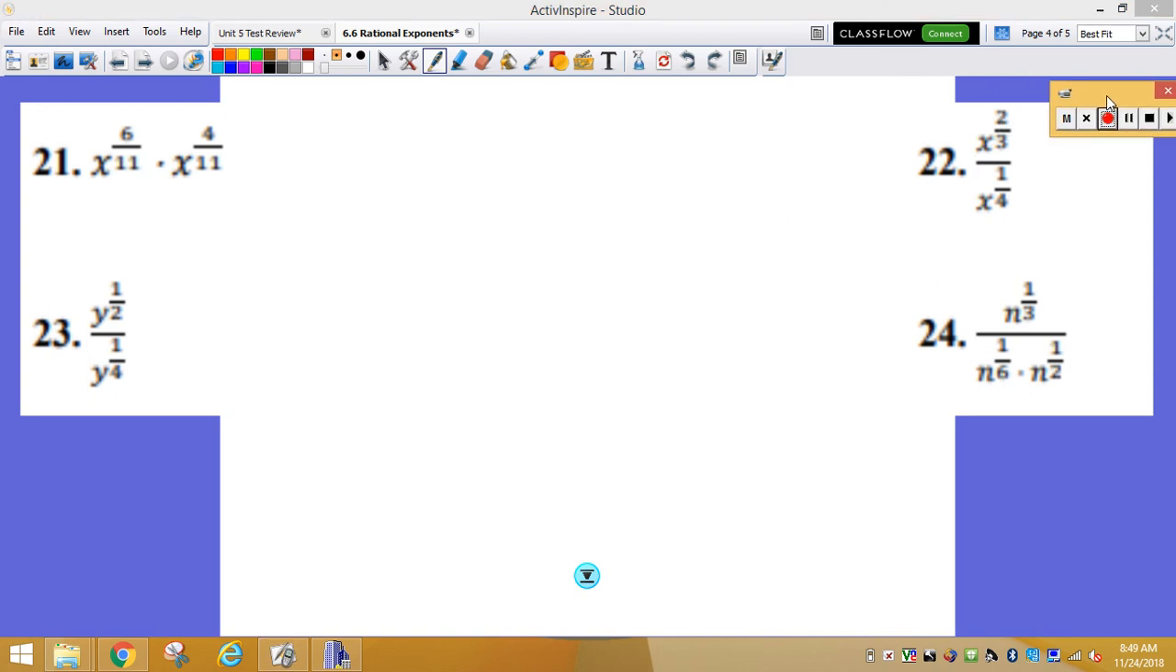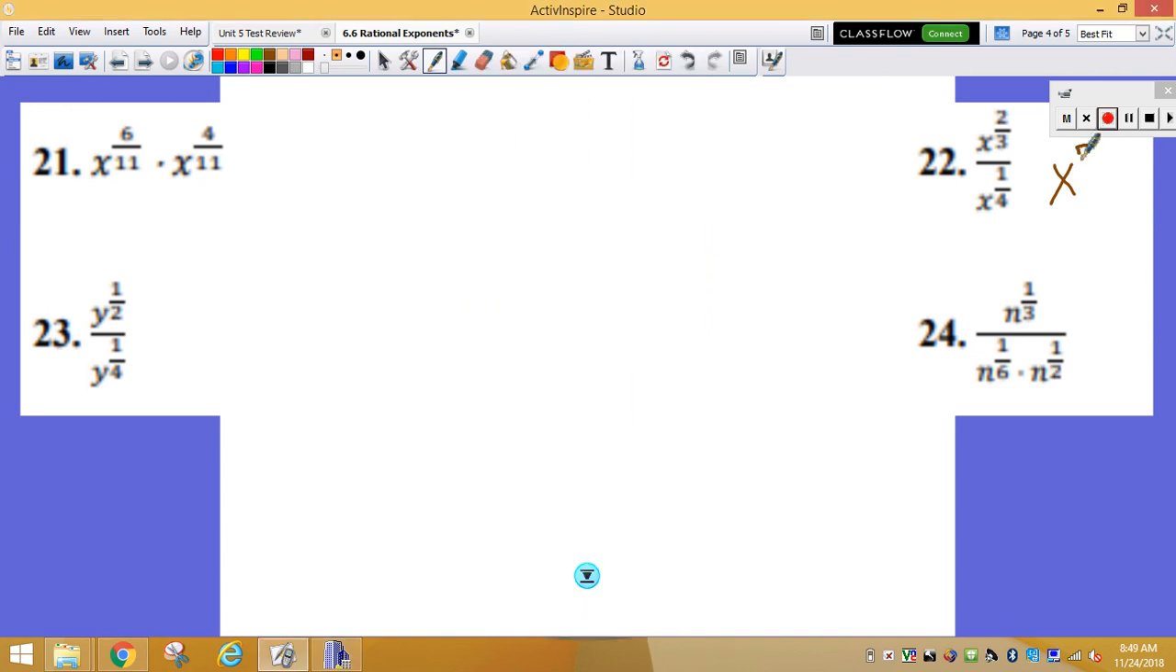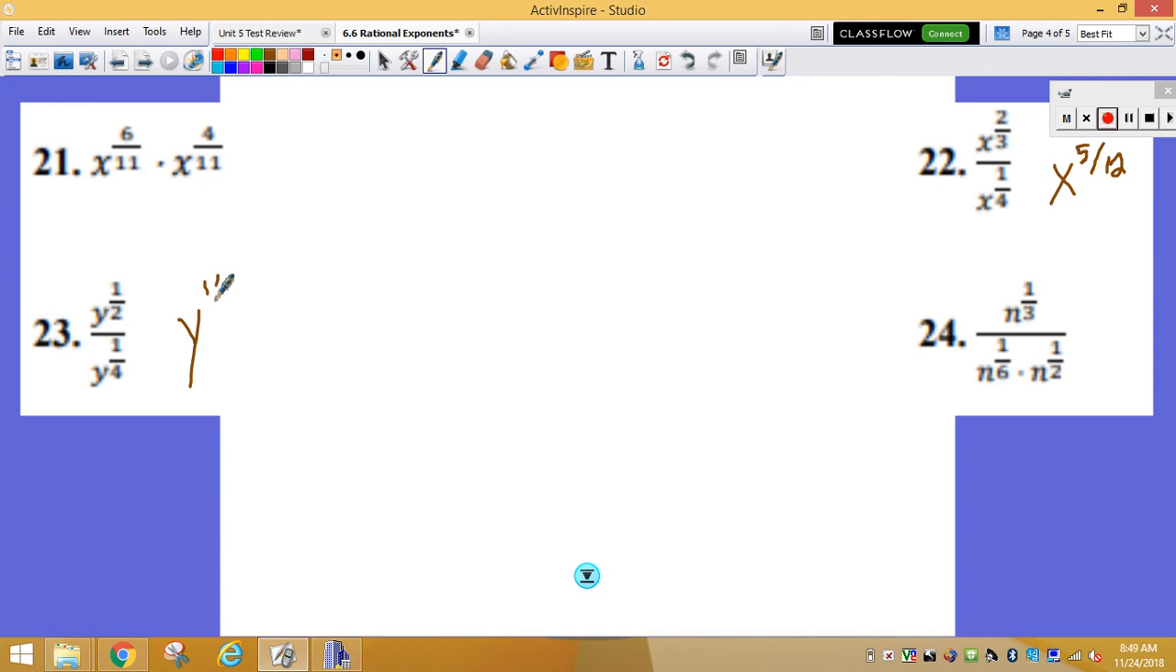Let's take a look at 22. We haven't reviewed this rule. The rule is that if they are dividing, you subtract. So here you would do 2/3 minus 1/4. And that gives you a long decimal. Let's change it to a fraction. And you would get 5/12. Same thing, they're dividing, so we're going to subtract. So we're going to do 1/2 minus 1/4. And 0.25, change it to a fraction. You get y to the 1/4.